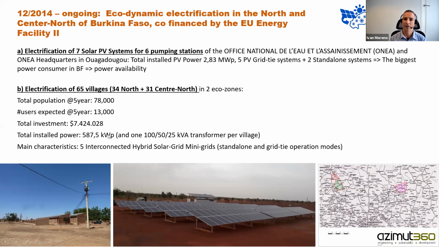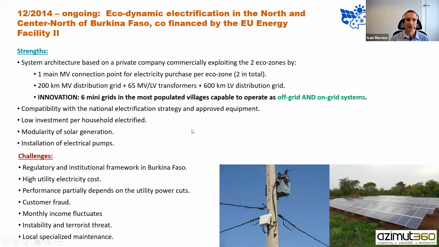Here, the total investment is almost $7.5 million US, and the total installed power is almost twice the other case, almost 600 kilowatt peak. The main characteristic is 5 interconnected mini hybrid solar grids, standalone and grid-tie operation models.